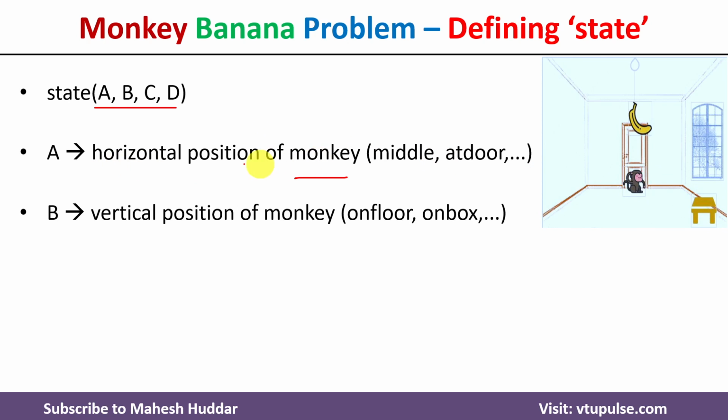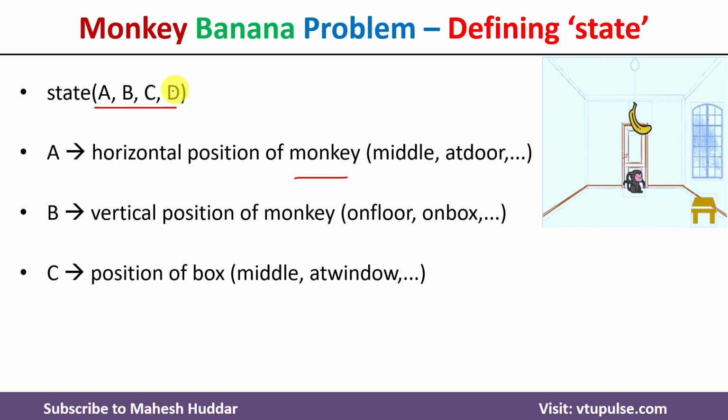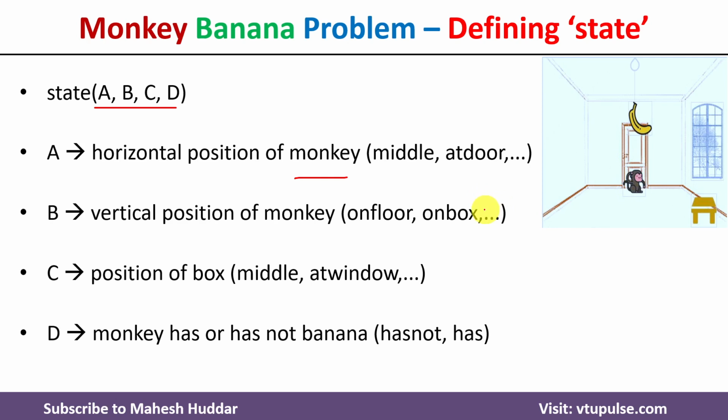That's the horizontal position. The second component of the state is B, the vertical position of the monkey, whether it is present on the floor or on the box. These are the two possibilities. The third component is C, the position of the box, whether the box is present at window, at middle, and so on. The fourth one is whether the monkey has or has not the banana. This is the last component of the state.